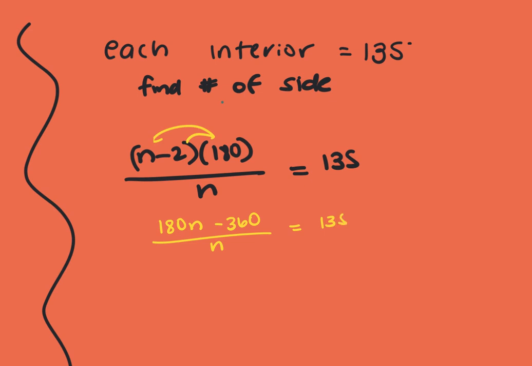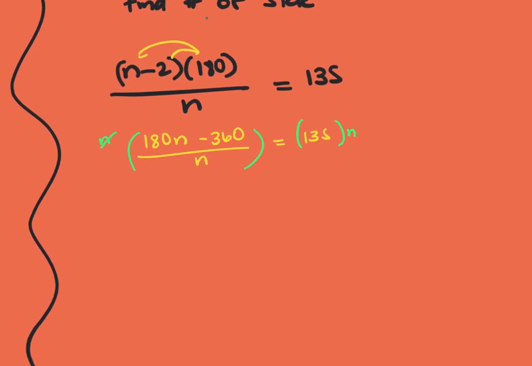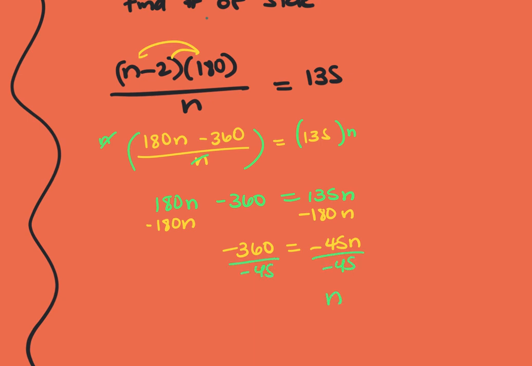I'd multiply both sides by n to get rid of the one that's in the denominator. I'd get 180n minus 360 equals 135n. And then I got to get both n's to the same side. So I'm going to subtract the 180n. And I get negative 360 equals negative 45n. And then divide both sides by negative 45. And n is 8.